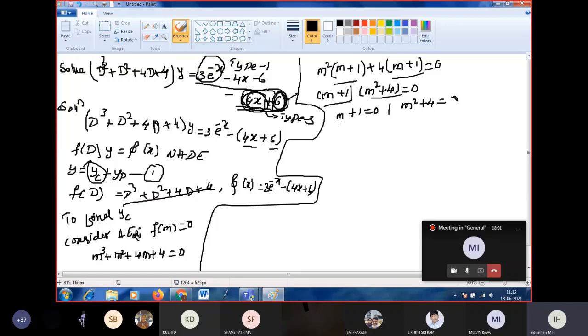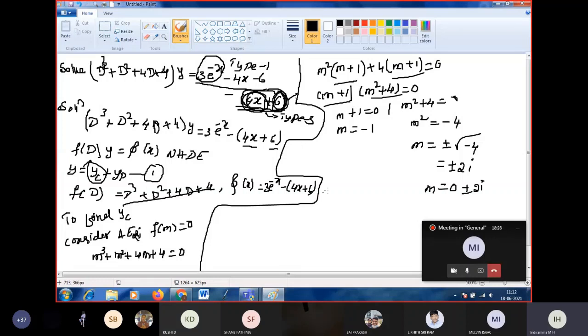If m plus 1 is equal to 0, what is m? Minus 1. If m squared plus 4 equal to 0, what is m squared? Minus 4. So m is plus or minus the square root of minus 4, that is plus or minus 2i. We can write it as 0 plus or minus 2i.